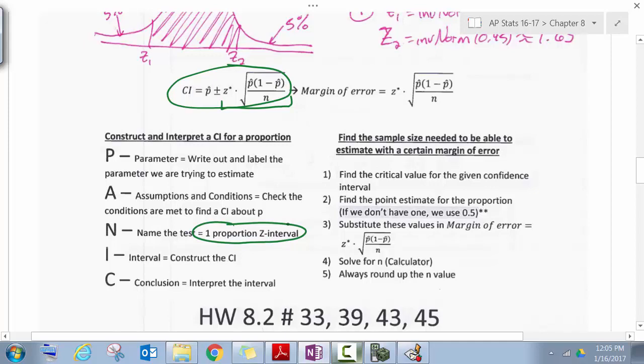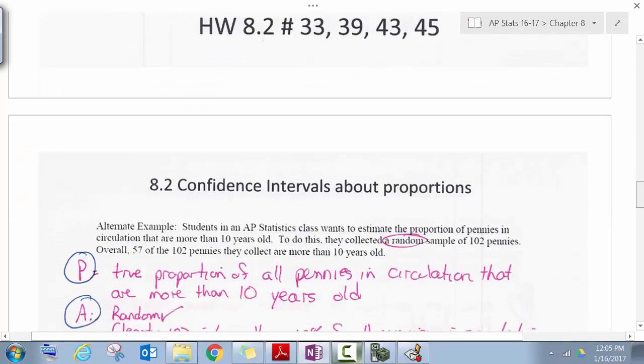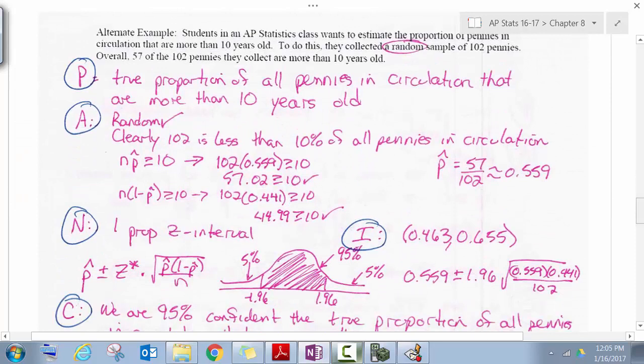So it's pretty straightforward. I, interval, construct the confidence interval. This is where we actually physically put together the algebra to make it. We'll do it once where we put it together, and then I'll show you how to use the calculator. And then conclusion, interpret the interval. This is where we say what it means. So what we've already been doing, but now we're doing it with real problems. So let's look at that first. So students in an AP statistics class want to estimate the proportion of pennies in circulation that are more than 10 years old.